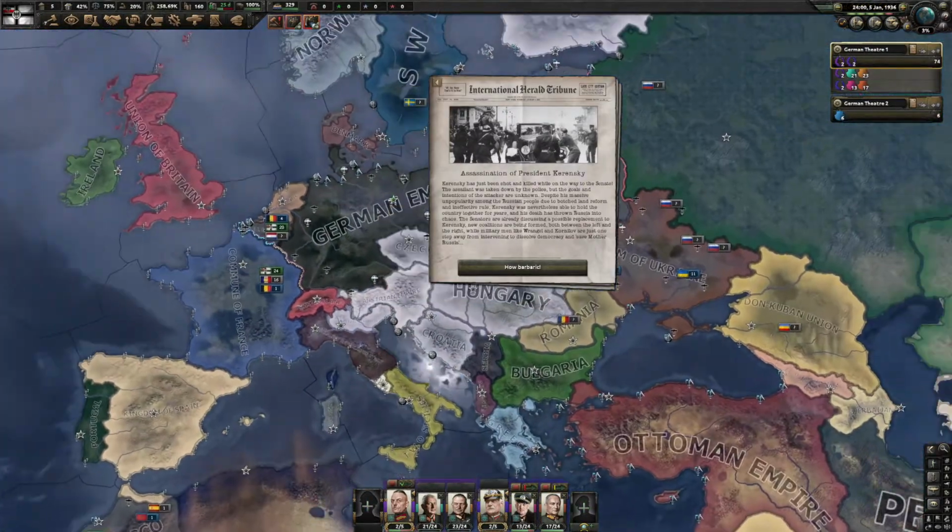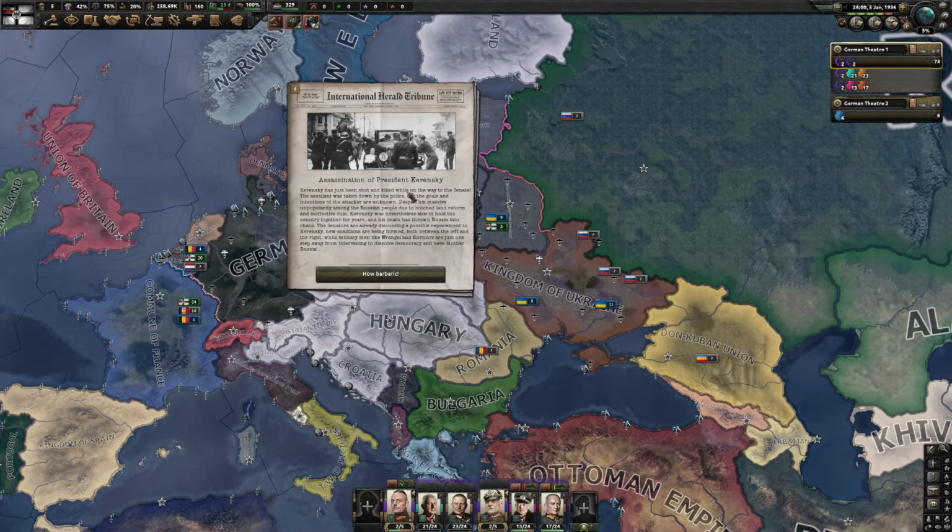And we've just got another event. The assassination of President Kerensky. Kerensky has just been shot and killed while on the way to the Senate. The assailant was taken down by the police, but the goals and intentions of the attacker are unknown. Despite his massive unpopularity among the Russian people due to botched land reform and ineffective rule, Kerensky was nevertheless able to hold the country together for years, and his death has thrown Russia into chaos.